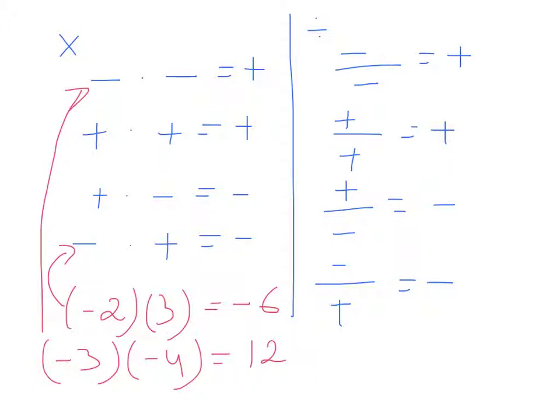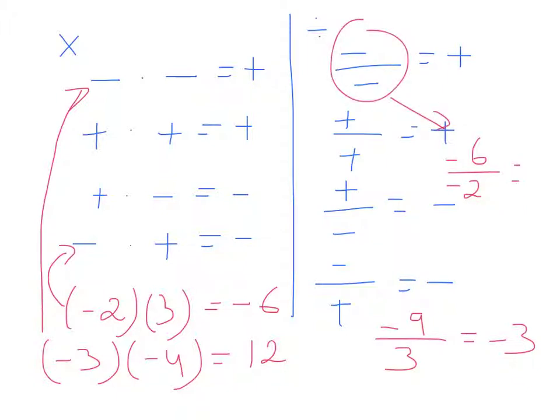The same for division. Let's suppose we have -9 over 3. Negative over positive is negative, so there will be negative 3, right? And let's suppose we have negative 6 over negative 2. Now negative over negative is positive, and that will be 3, right?